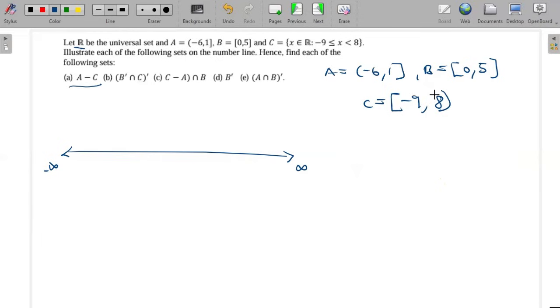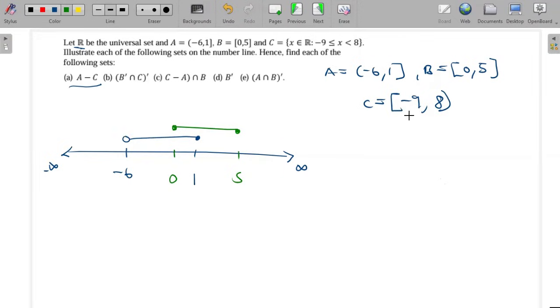All right, so now let's continue with this. Our A is -6 to 1. So let's say you have -6 there and your 1 here. That set is open at -6 and closed at 1. Then we have the set B, which is 0 to 5. So 0 there, and let's say we have our 5 there. It is closed on both sides.